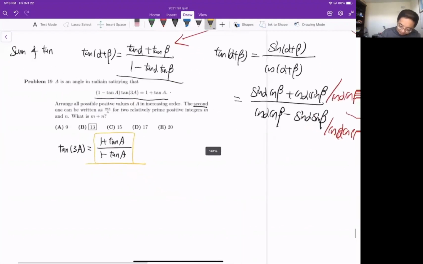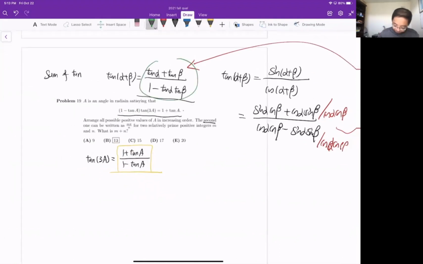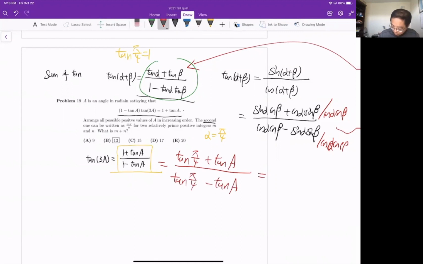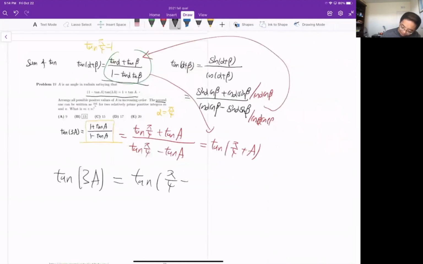Okay, then if we compare this one and this one, we'll see if I choose alpha as pi over 4, we know the tangent of pi over 4 is 1, right? So we have tangent pi over 4 is 1, and then this one gives us tangent pi over 4 plus tangent A, over 1 minus tangent pi over 4 times tangent of A. Okay, so this one, we apply this sum formula. This is just tangent of pi over 4 plus A. Now we basically just get the equation tangent 3A equals tangent of pi over 4 plus A.